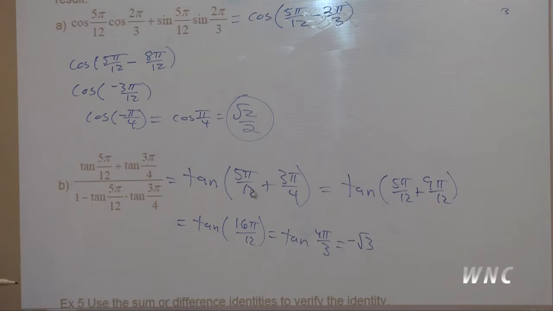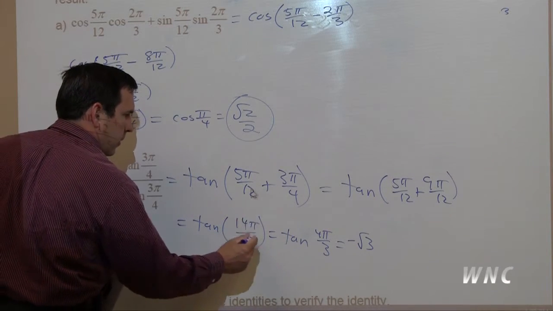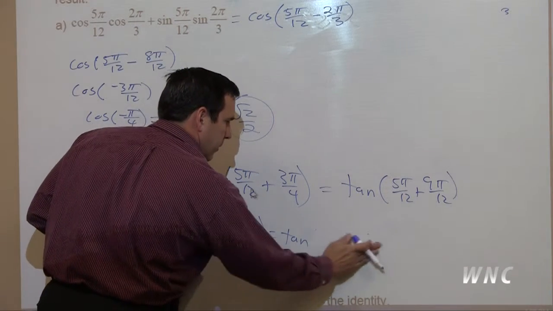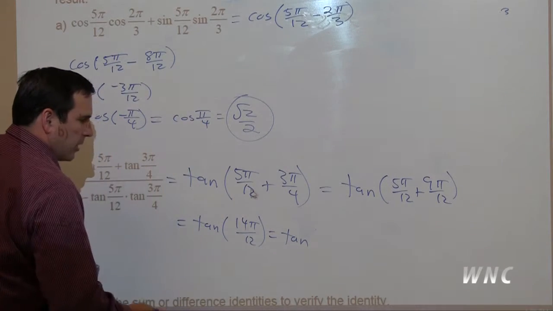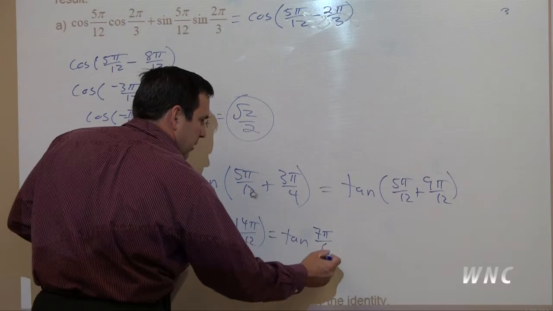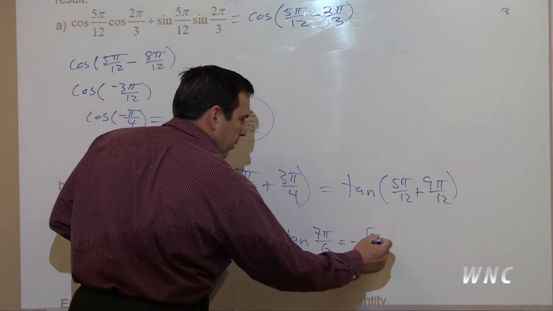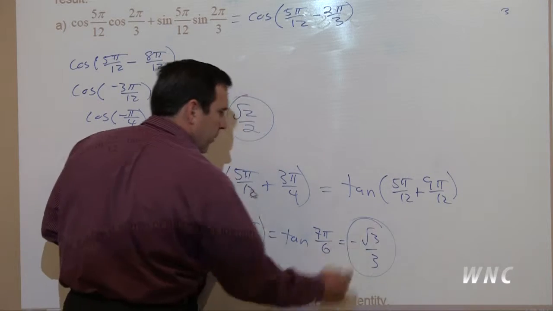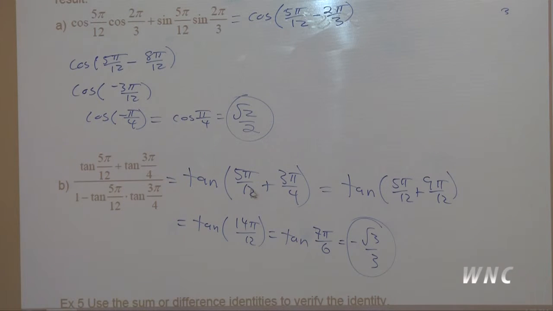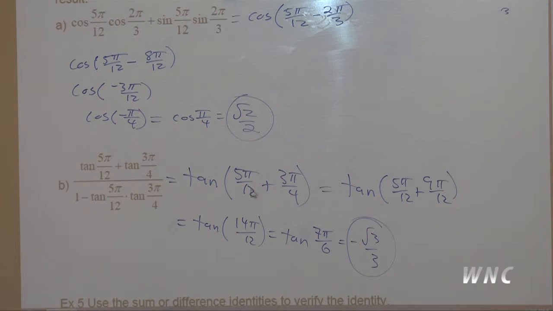I think I added wrong. 9 plus 5 is not 16, it's 14. Okay, let's do this right now. So this can be reduced to be tangent of 7 pi over 6. Okay, that's a little different. And that's going to be negative square root of 3 over 3. Okay, now we're good. Feel free to pause that.